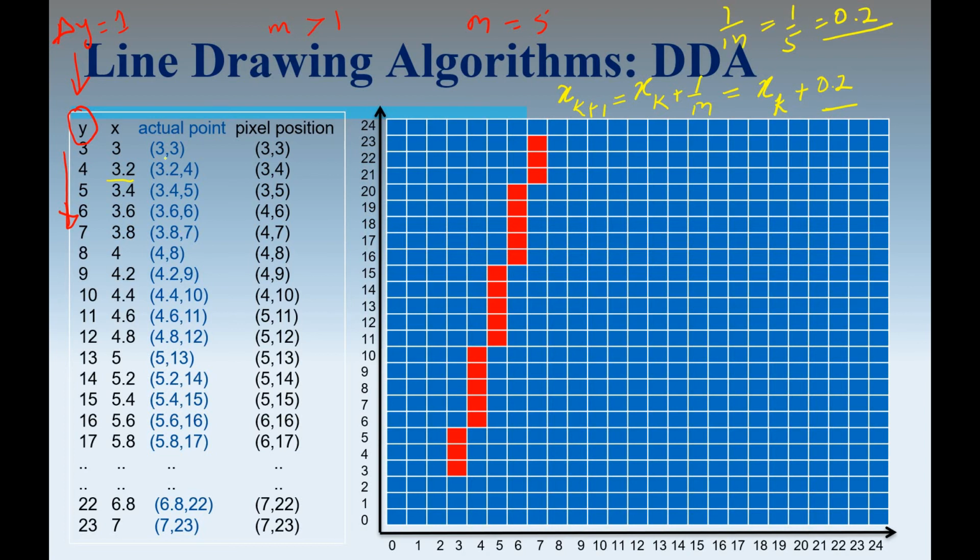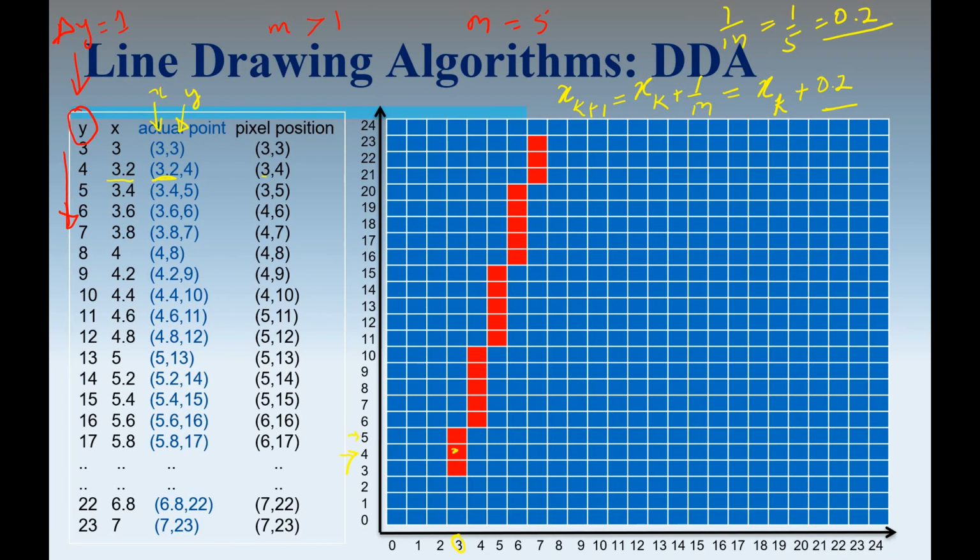This is your actual point now. 3.2, this part is your x value. X is always written first, and this is your y value. 3.2, 4. Alright, 3.2 is rounded down to 3. So the next step is 3 here, still 3 here. This is the 3, but y is incremented by 4. Next it will be incremented by 5, and so on.